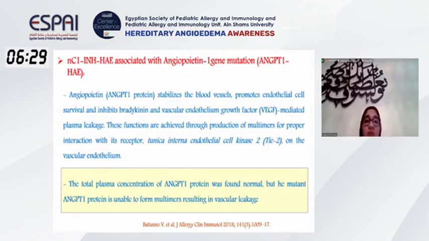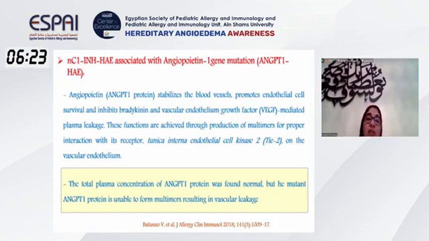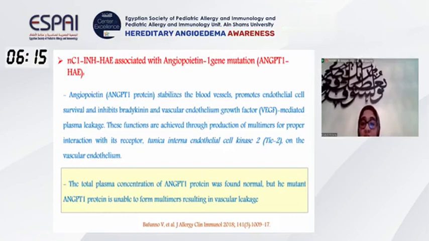So the angiopoietin is not dealing with the contact system nor the fibrinolytic system. However, the mutation acts directly on the vascular endothelium, resulting in increased vascular leakage and accumulations of fluid in the deeper layer of the dermis of the skin.